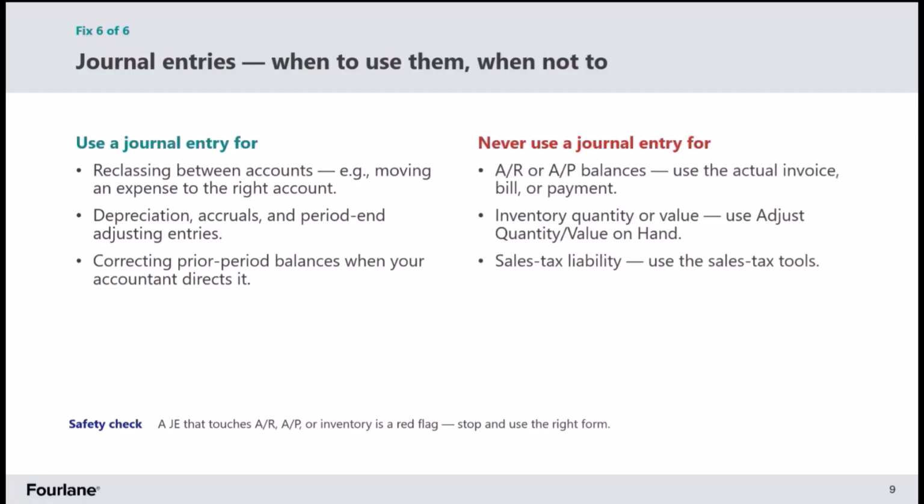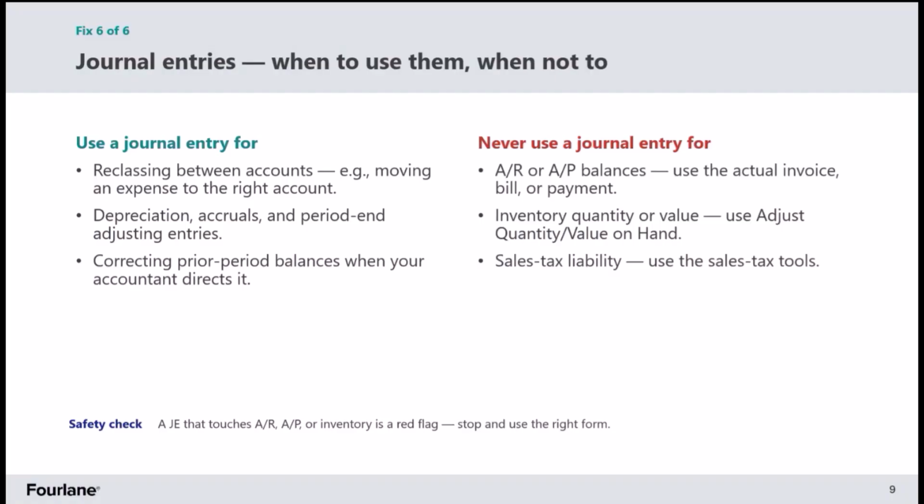But journal entries are the wrong tool for a lot of things, and they are a real source of corruption style problems in 3 specific cases. Case number 1, you never want to use a journal entry to fix an accounts receivable or an accounts payable balance. In those cases, you want to use the actual relevant forms. So an invoice, a bill, a payment, a credit memo, whatever it's going to be, right?